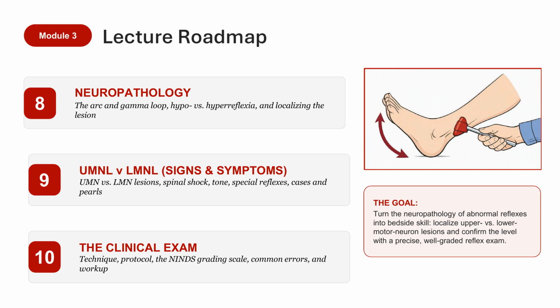Chapter 9 is the heart of the module, upper versus lower motor neuron lesions. We will define both neurons, contrast their syndromes, cover spinal shock and the abnormalities of tone, add the superficial and special reflexes, and then work through 5 clinical cases.